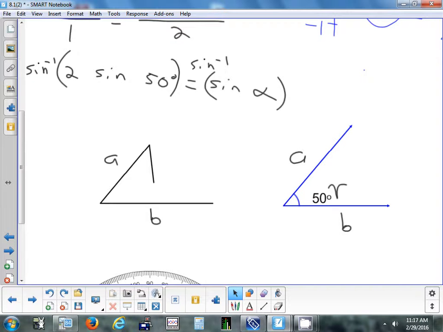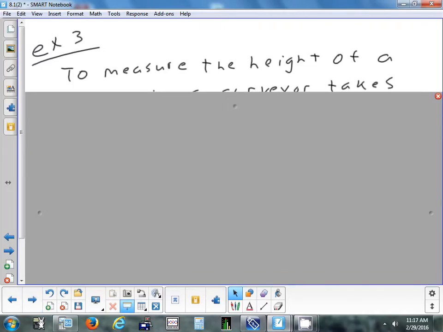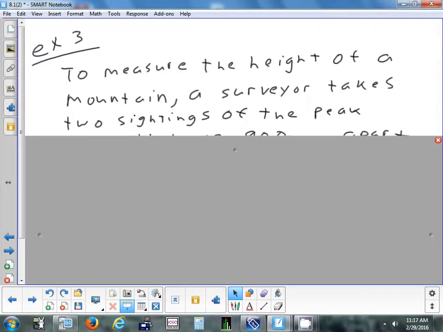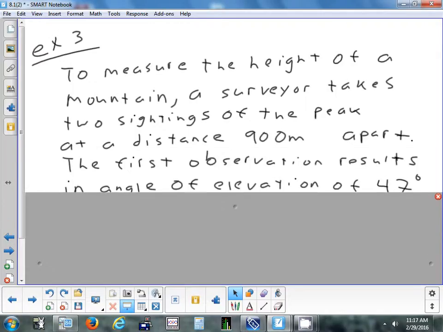All right, so let's take a look at our two word problems. I think these are both in your book, so if you want to reference that, you can, or you can just copy it as I'm writing it. So this one's going to be about measuring the height of a mountain. It says a surveyor is going to measure the height of a mountain by taking two different sightings. And we don't know how far he is from the mountain. It doesn't matter. All we know is the distance between the two sightings is 900 meters.